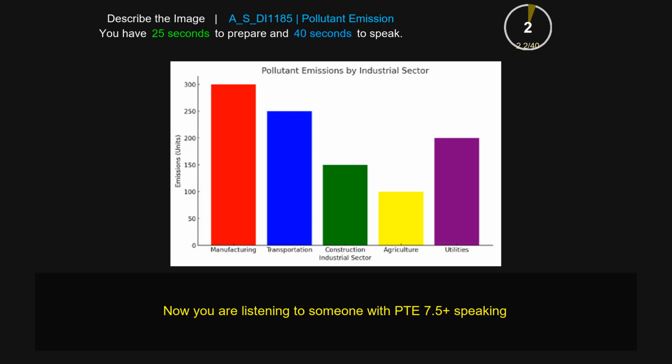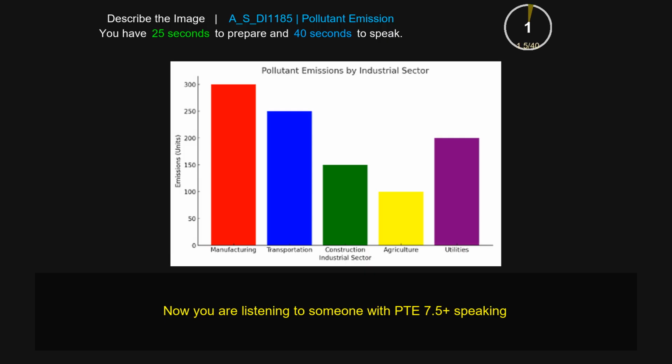The picture shows pollutant emission. On the left side, it shows the emission units, which is from 0 to 300. Below shows the industrial sectors like manufacturing, transportation, construction, agriculture, and utilities. Manufacturing has the highest emission units, which is 300, represented by color green, followed by transportation, represented by color blue, and then utilities in violet. Agriculture has the lowest emission units and is represented by color yellow. It gives us very good information about pollutant emission by industrial sector, and in summary, manufacturing has the highest and agriculture the lowest.